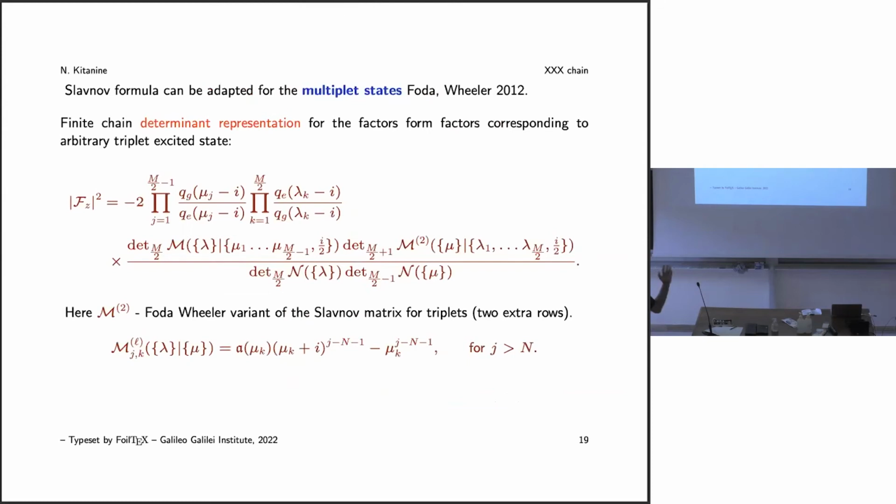By the way, I would like to mention that here for the XXX, we need some modification of the Slavnov formula, which was obtained by Omar Foda and Michael Wheeler in 2012. And in fact, this generalization, I should thank Galileo Galilei, because this formula was made by Foda here.